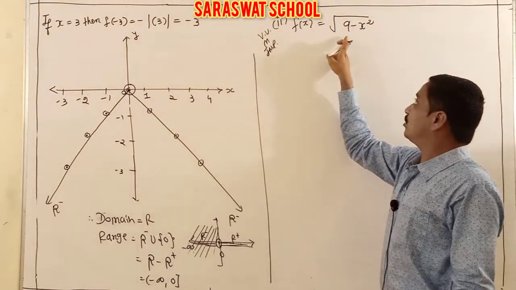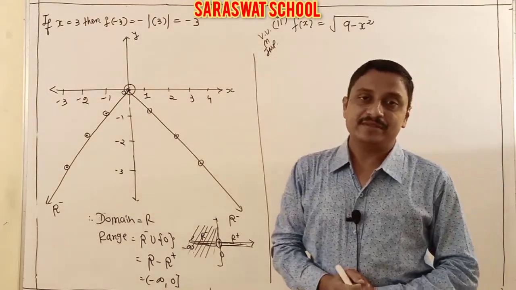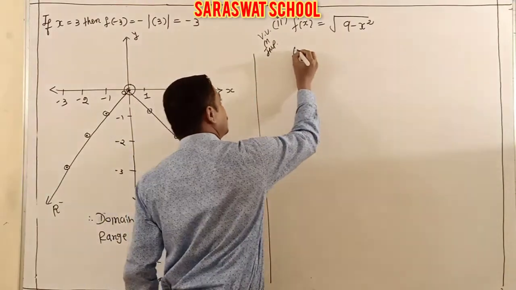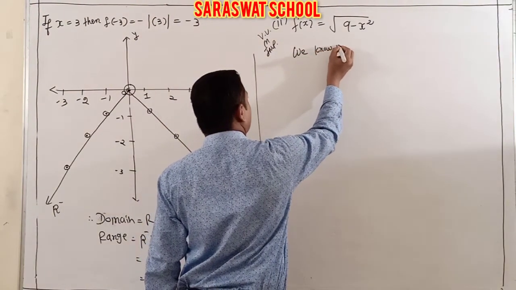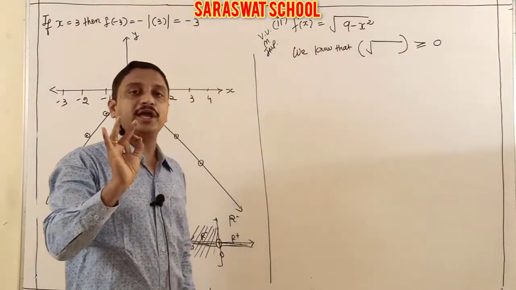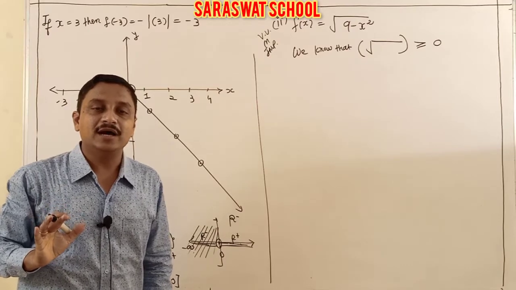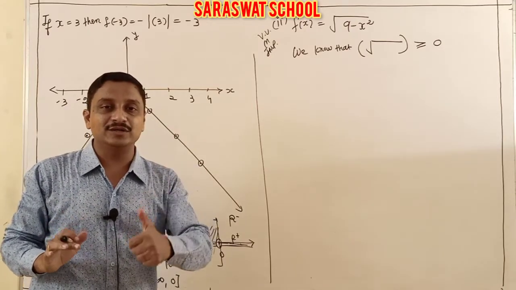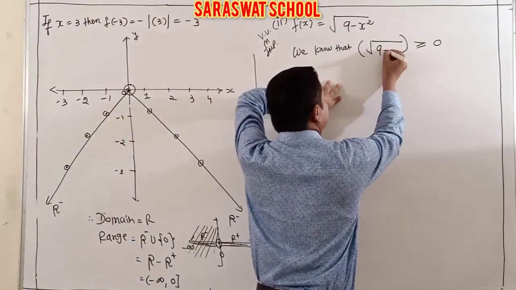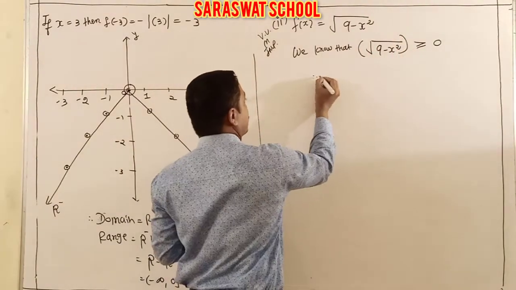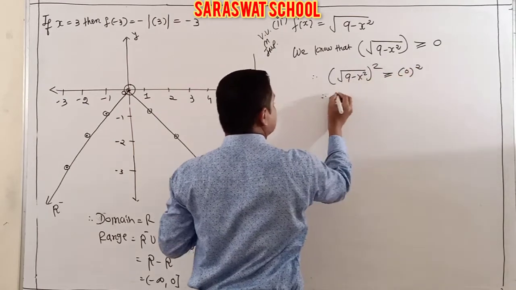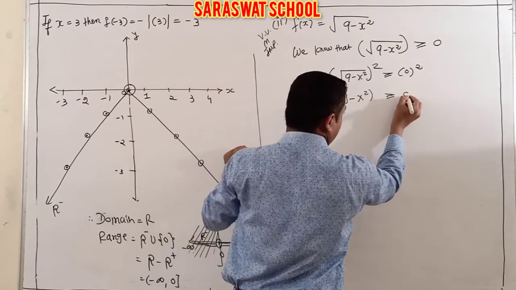Example. f(x) is given as under root 9 minus x square. Yes students, here also I define domain and range. First of all, we know that every root function is always non-negative. Non-negative means either they are positive, or they are 0. Always any root function, whatever internal is given. I mentioned here 9 minus x square. Taking square on both sides, you get 9 minus x square is greater than or equal to 0.